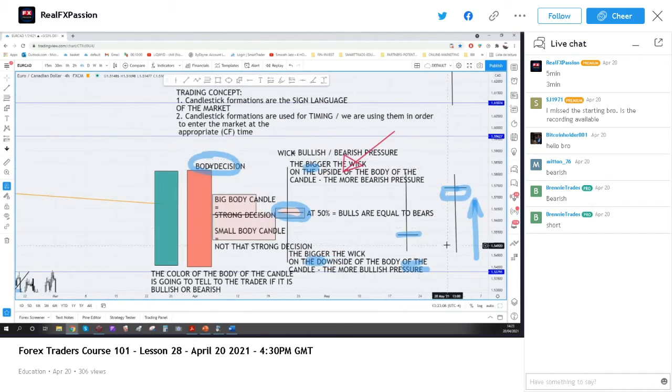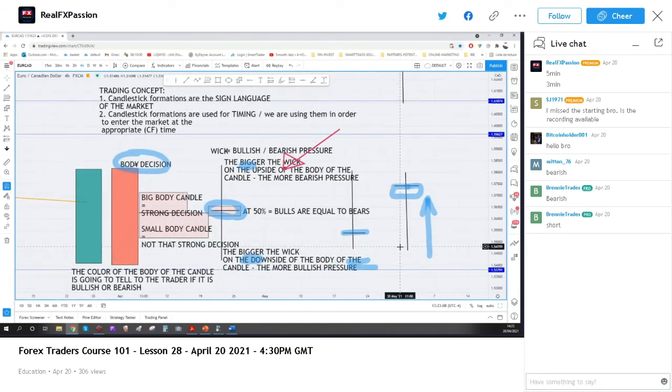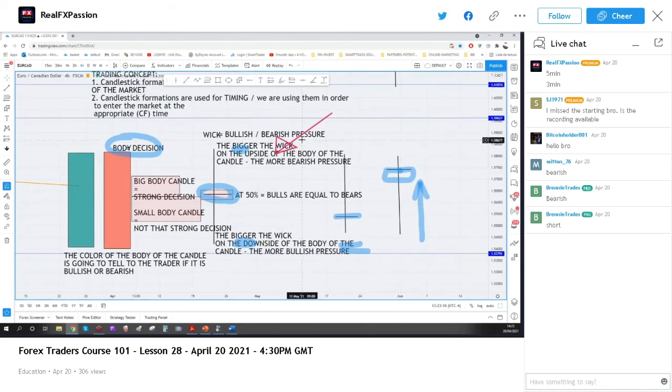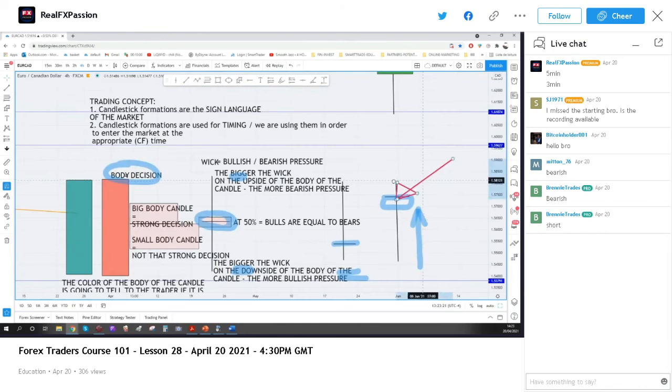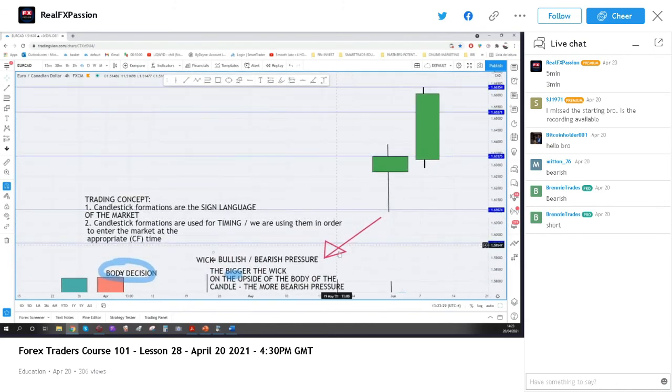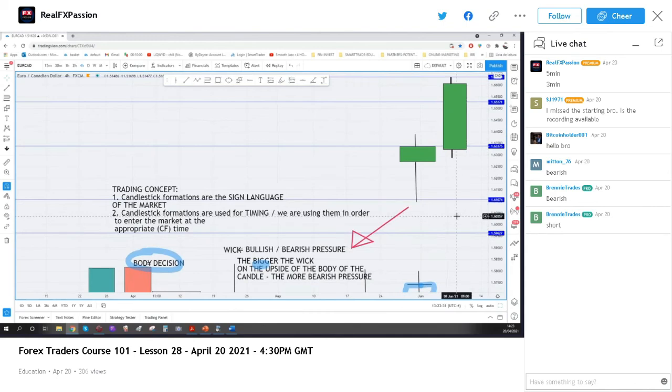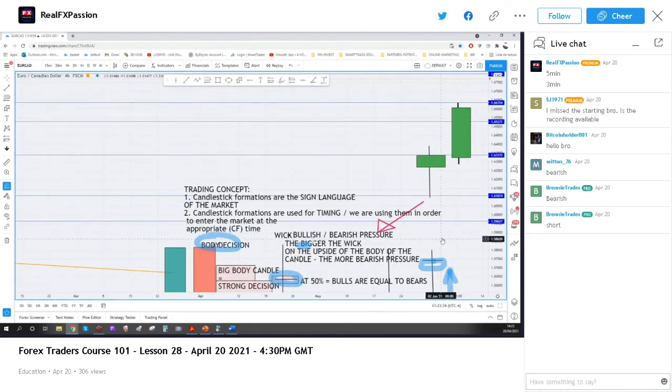Now that being said, talking about the body of the candle and the wicks, and clarifying that the bigger the body, the stronger the decision, the smaller the body, not that strong a decision. And the wick measures if it's not at 50%, which means that bulls are equal to bears and vice versa, and the wicks are measuring bullish and bearish pressure. Now let's see some candlestick formations, okay?